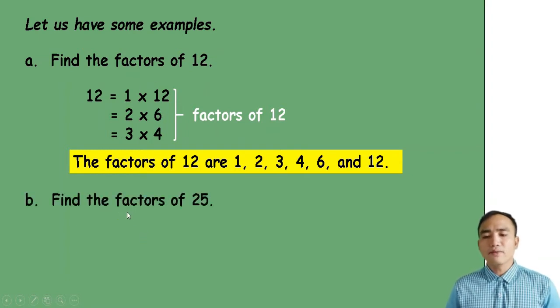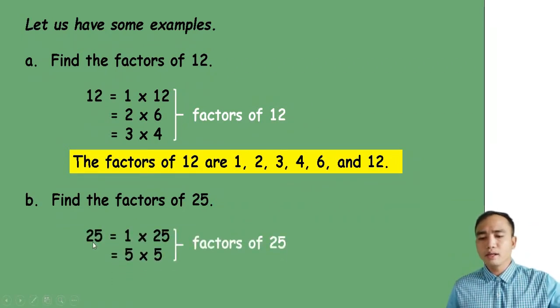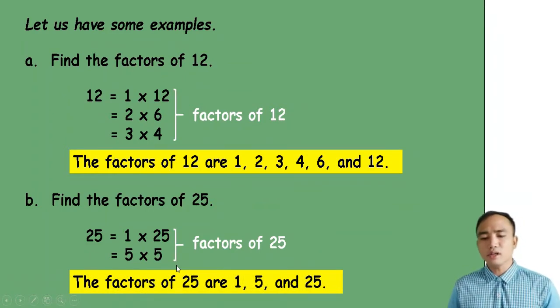Letter B, find the factors of 25. So 25 could be the product of 1 and 25, and 5 and 5. Therefore, the factors of 25 are 1, 5, and 25.